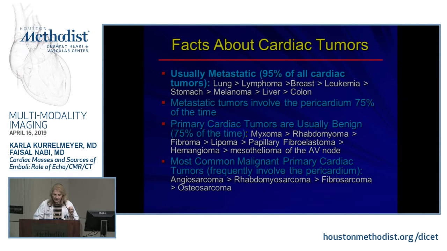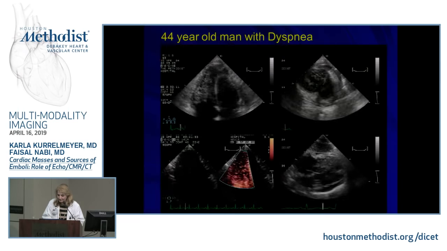Now, Dr. Nabi covered this about tumors. Usually they're metastatic. 95% of all cardiac tumors are metastatic, usually from structures within the chest. They involve the pericardium 75% of the time. And of the primary cardiac tumors, usually they're benign, 75% of the time. Most commonly, you're going to see a myxoma. And the most common malignant primary cardiac tumors also involve the pericardium, just like the metastatic ones, and we use that in trying to determine is this malignant or benign, and angiosarcoma is the most common one.